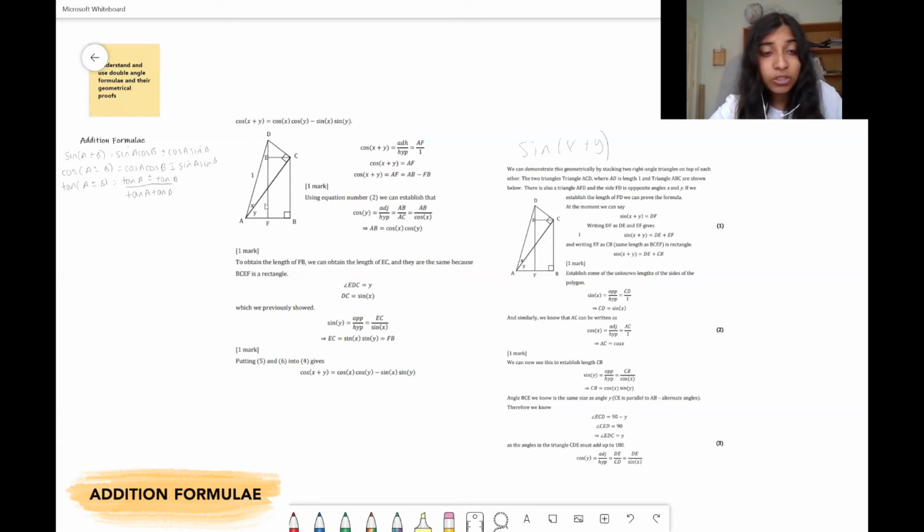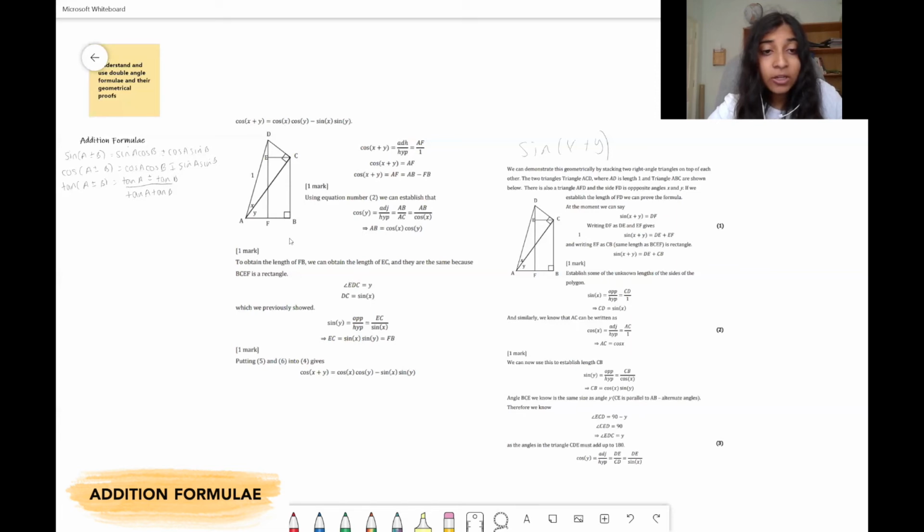So the next step we want to do is using the triangle ACB, we can write out that cos y is just equal to the adjacent over the hypotenuse again, and the adjacent is just AB, and the hypotenuse is just AC. So because we said that AC is equal to cos x, that would just be equal to AB over cos x. And then if we rearrange this and multiply cos x on both sides, we get AB is just equal to cos x cos y.